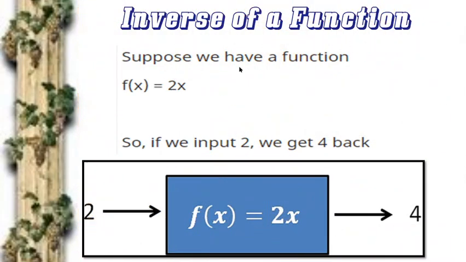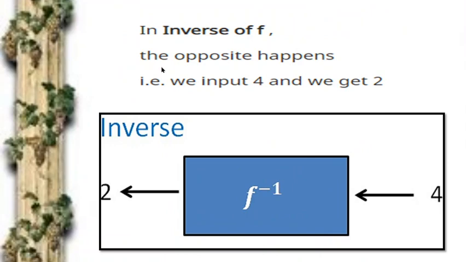It means these two functions are inverse of each other, and that's how we denote it. Now, inverse of a function. Suppose we have a function f(x) = 2x. Let's suppose this is a function machine. If we input 2, the output will be 4. And in case of inverse, the opposite happens. If we input 4, then we will definitely get 2 in return.